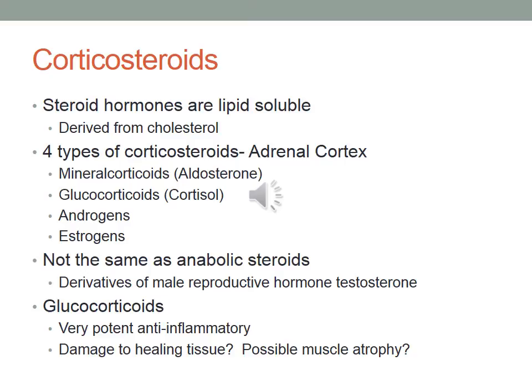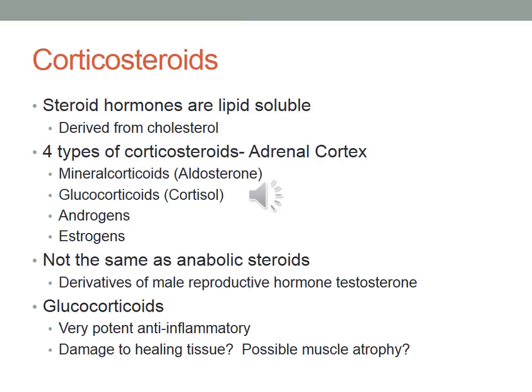There are 4 types of corticosteroids. They're all produced in the adrenal cortex. You have your mineralocorticoids, more specifically your aldosterone. Aldosterone is responsible for maintaining a proper balance of electrolytes in the body, primarily sodium. Your glucocorticoids, your cortisol, this is what we're going to be looking at as far as the medications and how they affect the anti-inflammatory effects of the body. Your glucocorticoids are your body's anti-inflammatories.